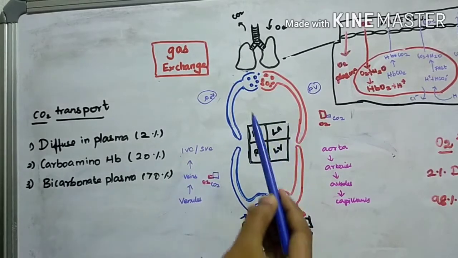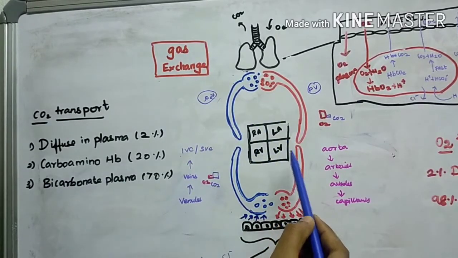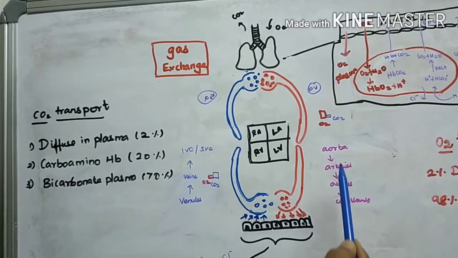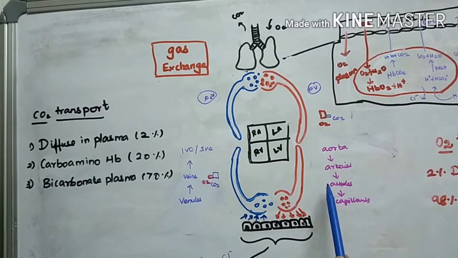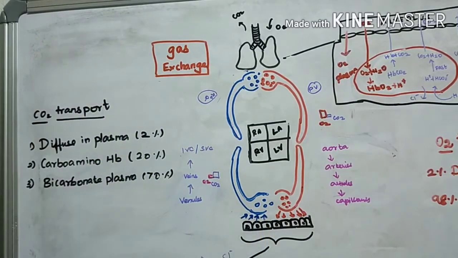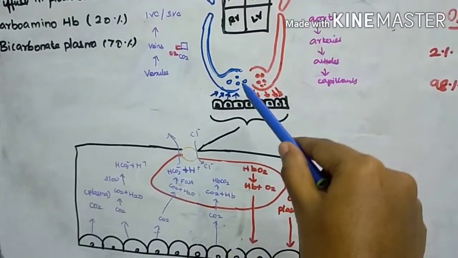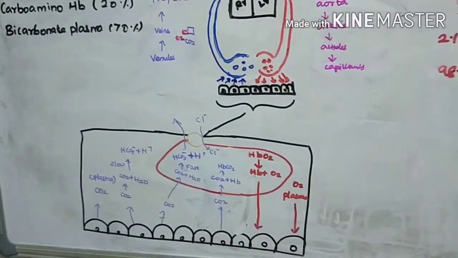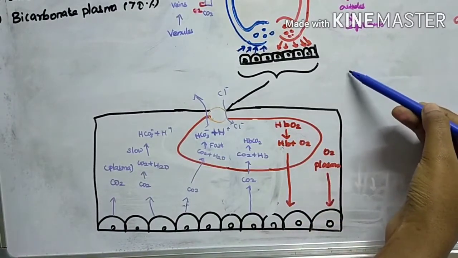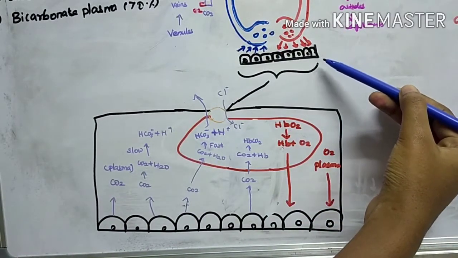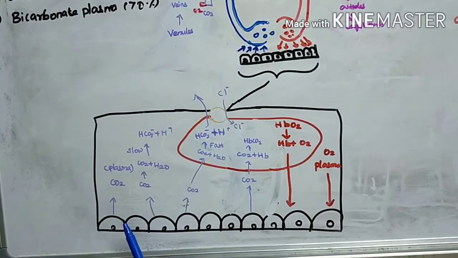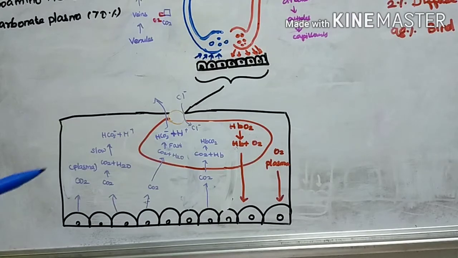So again, the heart will pump the oxygenated blood through our body through the aorta, arteries, arterioles and capillaries. It will supply our tissues and our cells. Within the tissue, oxygen is unloaded into the tissue and the tissue releases carbon dioxide back to the blood.